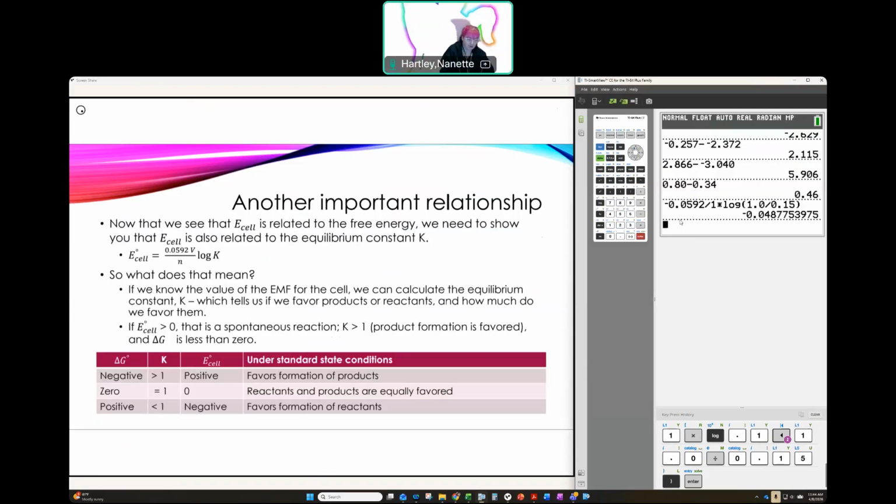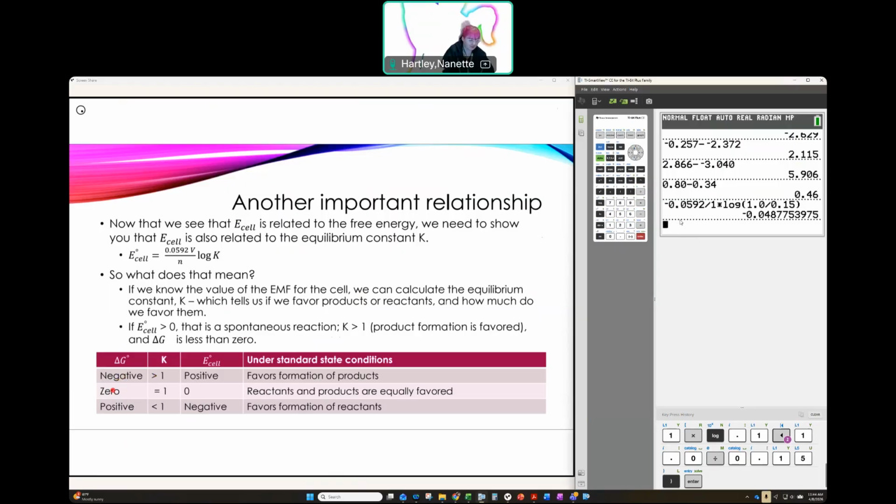We also know that E naught cell is related to K. So if my E naught cell is positive, then it favors the formation of the products. I want to go forward. And that means that my K is greater than 1. Remember, K had to be greater than 1 if we had more product than reactant. And my delta G is negative, because we just talked about that.